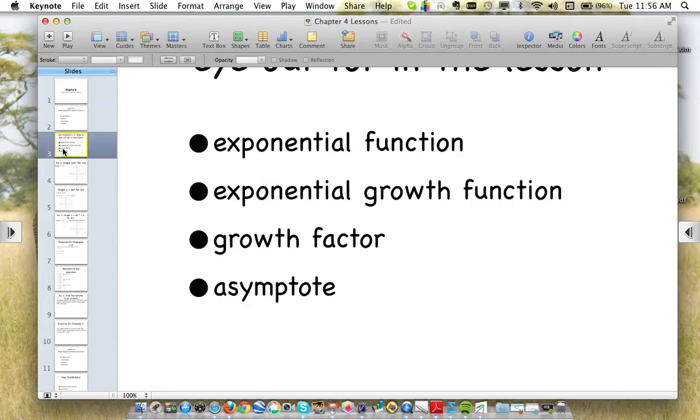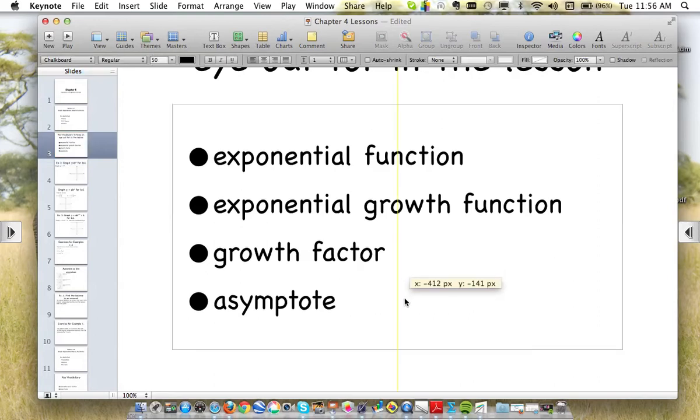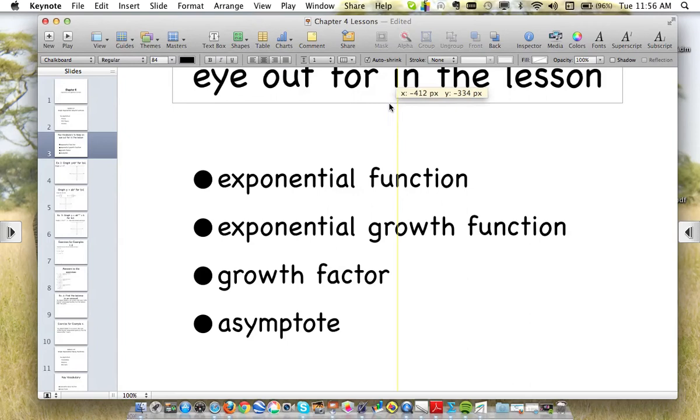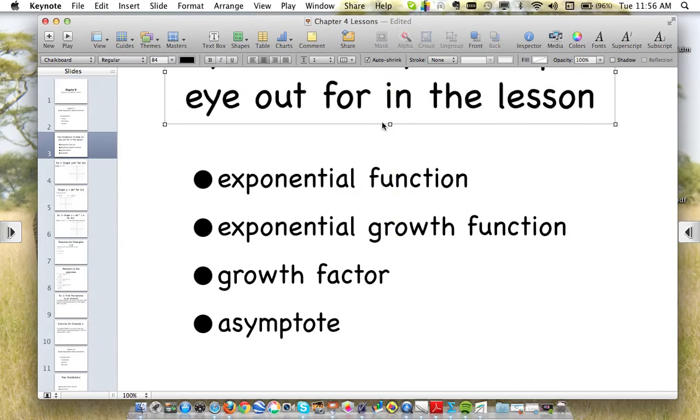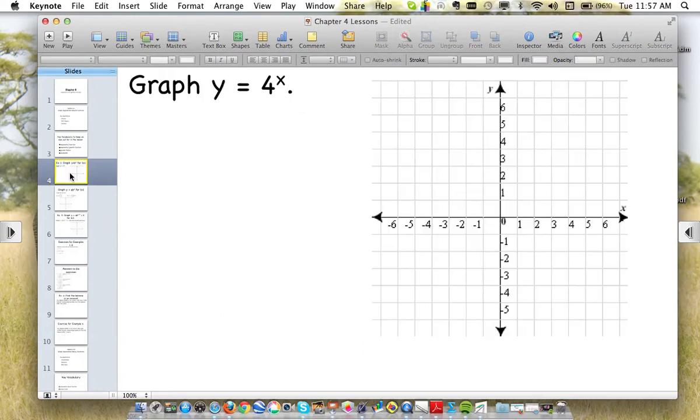Some vocabulary that we want to be aware of. So key vocabulary would be exponential functions, exponential growth function, growth factor, and the word asymptote. That's going to be important as we talk about graphing. So let's take a look at graphing. How do we do this?